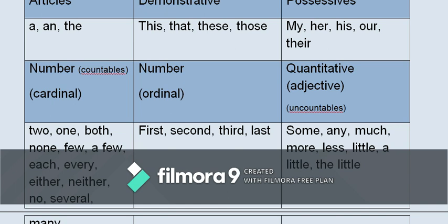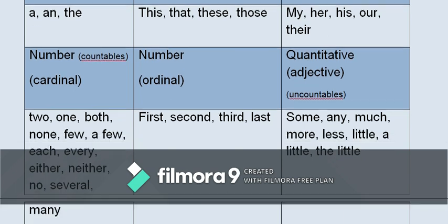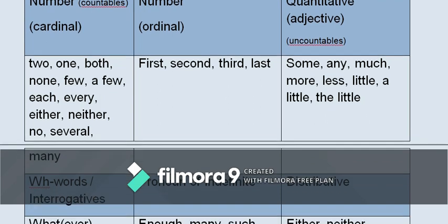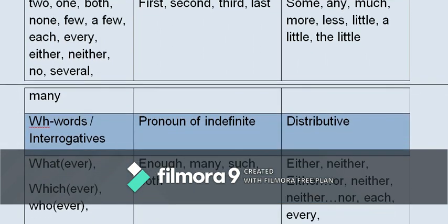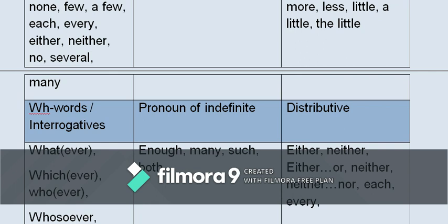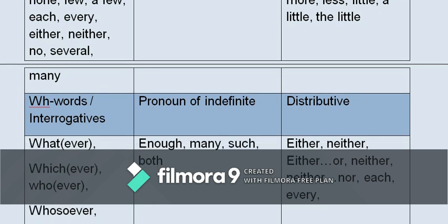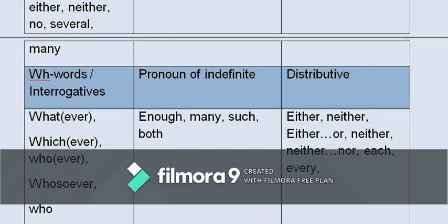Such words. Then we have quantitative, that is for adjectives, for example, some, any, much, more, less, little, a little, the little. We also have certain other categories like WH words where interrogatives are there. For example, what or whatever, which or whichever, who or whoever, whosoever, and whose. These words play multiple roles in a complex sentence. Sometimes they are placed in the beginning of a subordinate clause, where they play the role of a connector, noun, pronoun, and they also play the role of a determiner there.